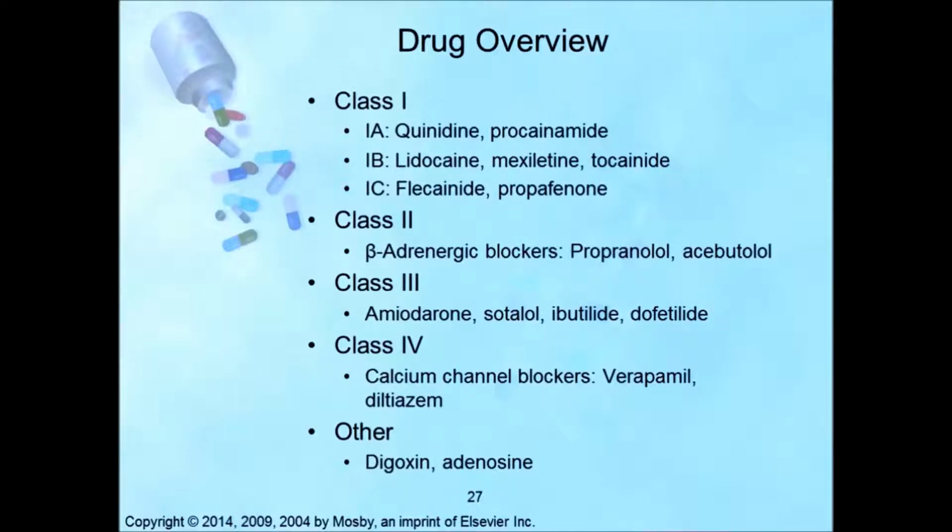So let's take a look at the drug overview. Antiarrhythmic drugs act to reduce electrical irregularity of the heart. To do this, they must alter the action potential of cardiac cells. All antiarrhythmics have the potential to cause arrhythmias. There was a study in 1995, the CAST study, the Cardiac Arrhythmia Suppression Trial. This is the trial that revealed the dangers of aggressive medical treatment of arrhythmias because of the potential to cause other arrhythmias.